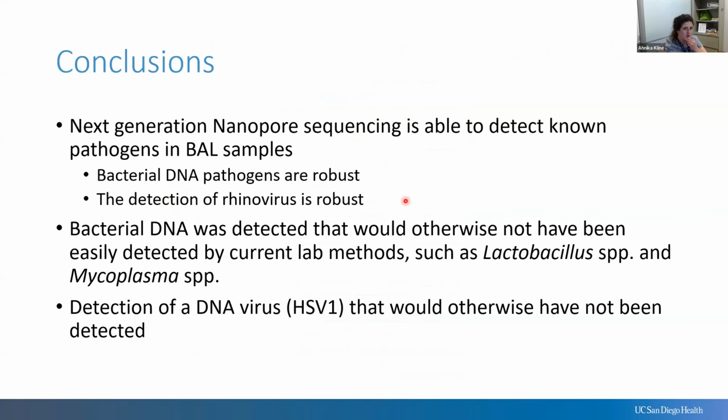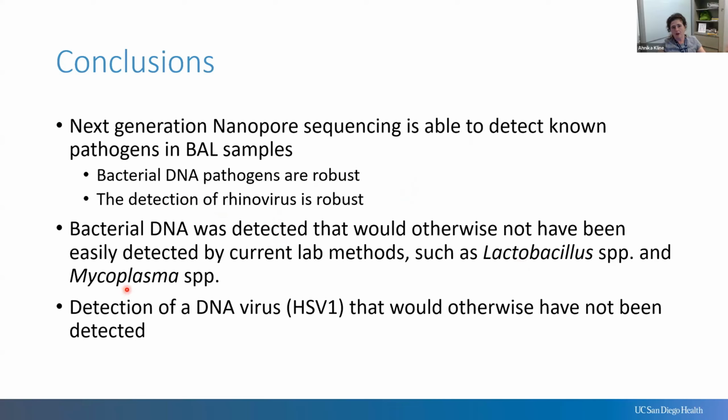So next generation sequencing is able to detect some pathogens that we've spiked in. Our bacterial DNA pathogens were most robust. We were able to detect rhinovirus in a lot of specimens. The other RNA viruses, at least so far, and spiked-in sequences have looked okay, but we haven't really done that validation yet. Bacterial DNA was detected that would not have been detected by current lab methods, such as lactobacillus species, again, an oral anaerobe that may not be doing much.